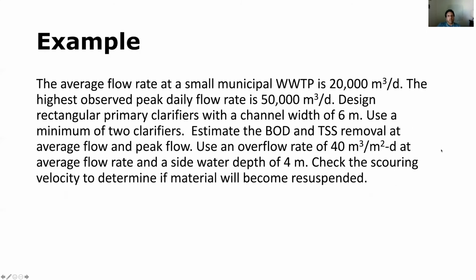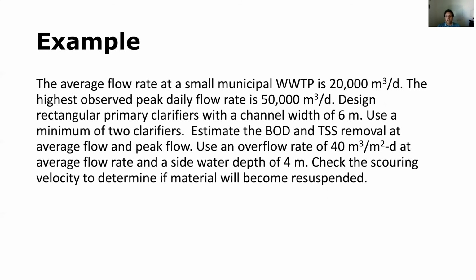Let's do an example problem. Suppose the average flow rate at a small municipal wastewater treatment plant is 20,000 cubic meters per day. The highest observed peak daily flow rate is 50,000 cubic meters per day. Let's design a primary rectangular clarifier with a channel width of 6 meters. We're going to use a minimum of 2 clarifiers in parallel so that we have flexibility to take one offline for maintenance if necessary. Let's estimate the BOD and TSS removal under average flow and peak flow conditions.